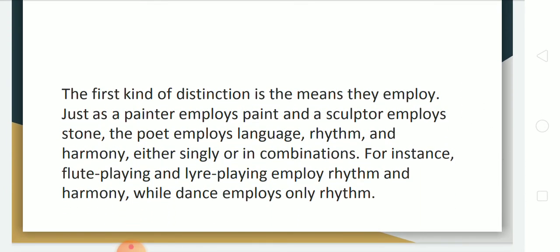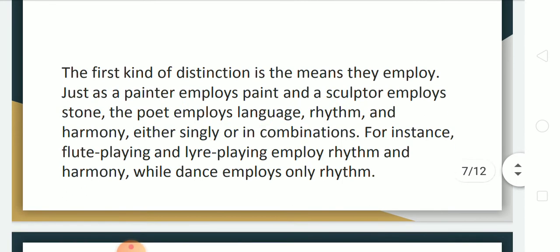The first kind of distinction is the means they employ. What is the medium? What is the source which they employ in the poetry? Just as a painter employs paint and a sculptor employs stone, a poet employs language, rhythm and harmony, either singly or in combination. He may use language only, rhythm only, harmony only, or he may use all of them in particular combinations.